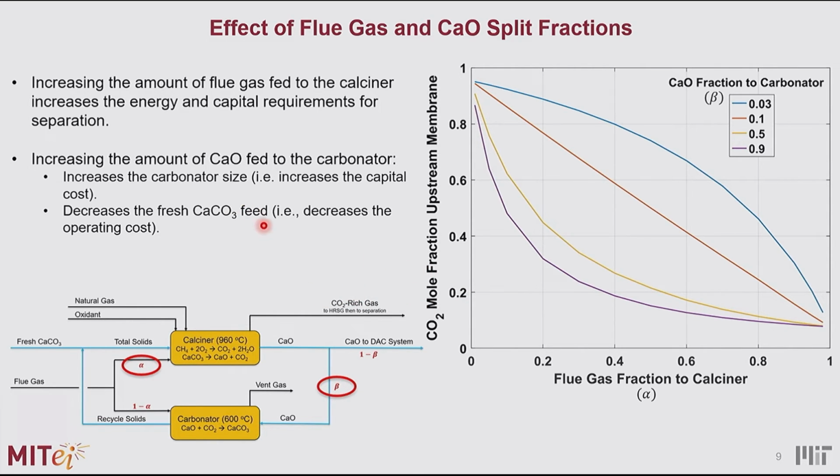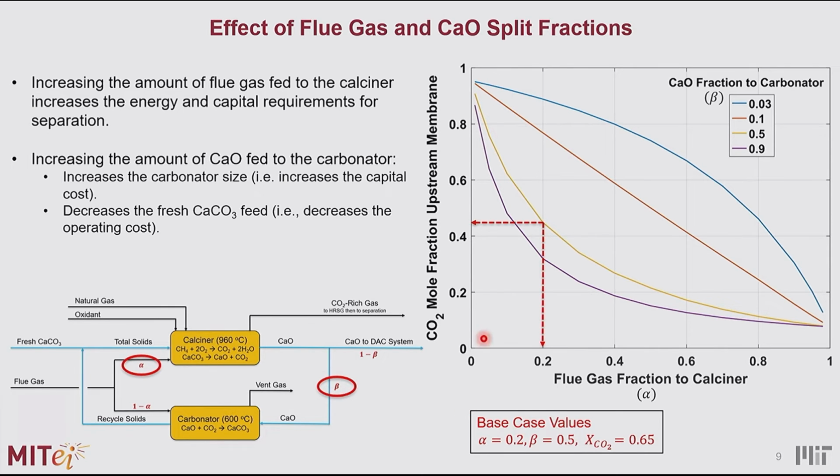Another thing that we should consider here is that as you increase the amount of calcium oxide being fed to the carbonator, this means that you increase the carbonator size, which increases the capital cost. But as you also increase the amount of recycle, it means that you're decreasing the fresh feed. So you'll be decreasing the operating cost. So you can see here that we need to have an optimization problem and solve it to identify the values of those variables. And for our base case, we use the value of 0.2 for alpha and 0.5 for beta, as we have said, and the conversion is 0.65.